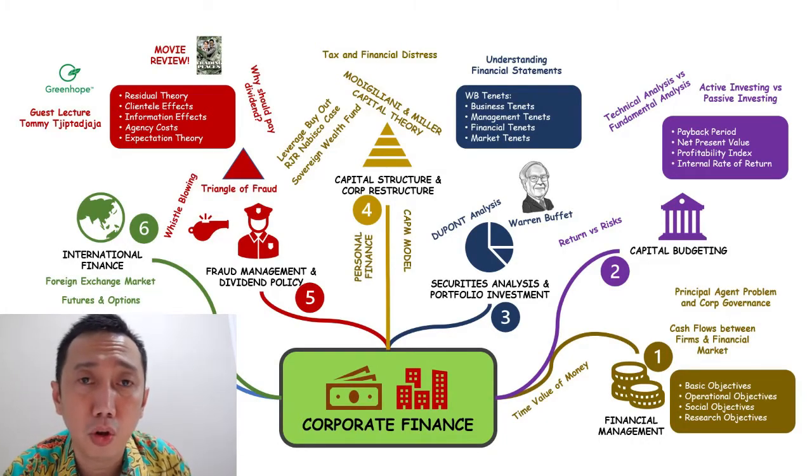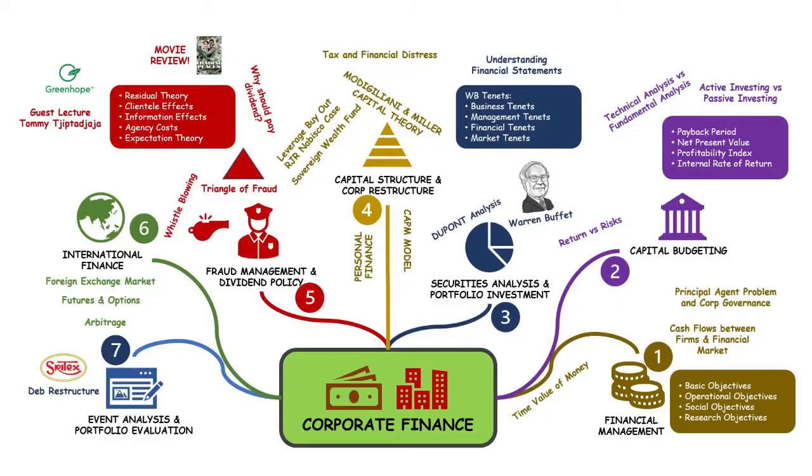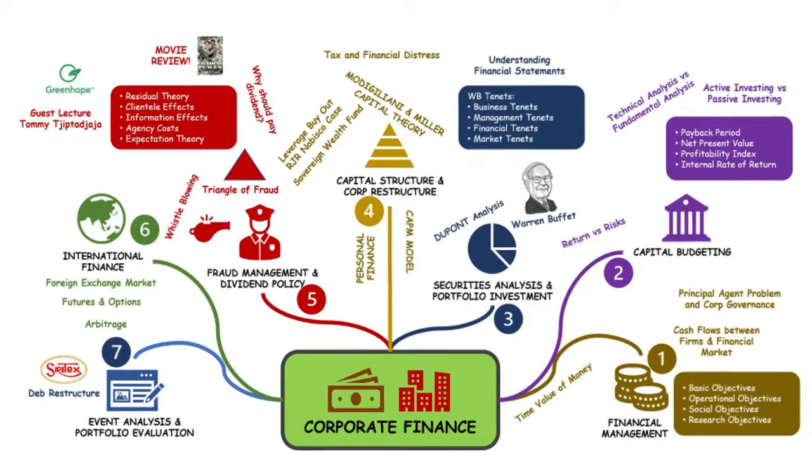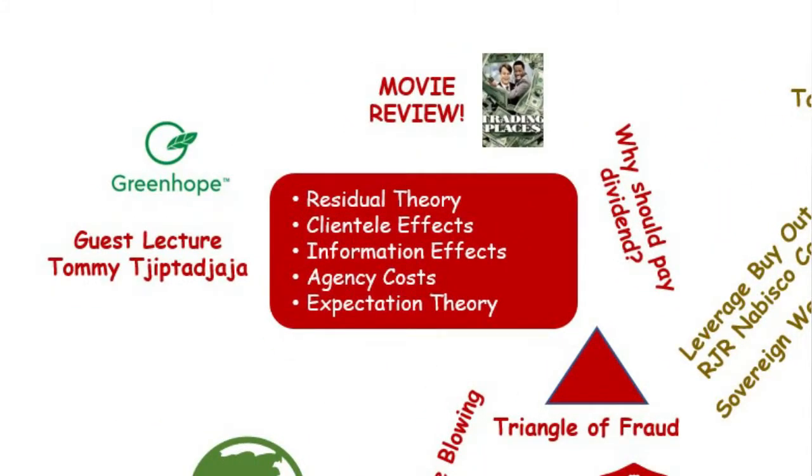In course part 5, we also learn whether a firm should pay a dividend. Dividend policy really involves two main decisions. The first is how much of the firm's earnings should be distributed to shareholders as dividends. The second is how much should be retained for capital investment. These are the five considerations behind the analysis of how dividends matter: first, residual dividend theory; second, clientele effects; third, information effects; fourth, agency cost; and fifth, expectation theory.